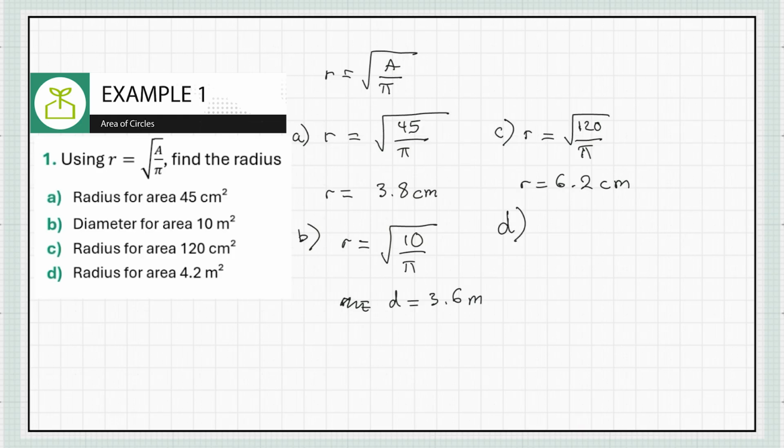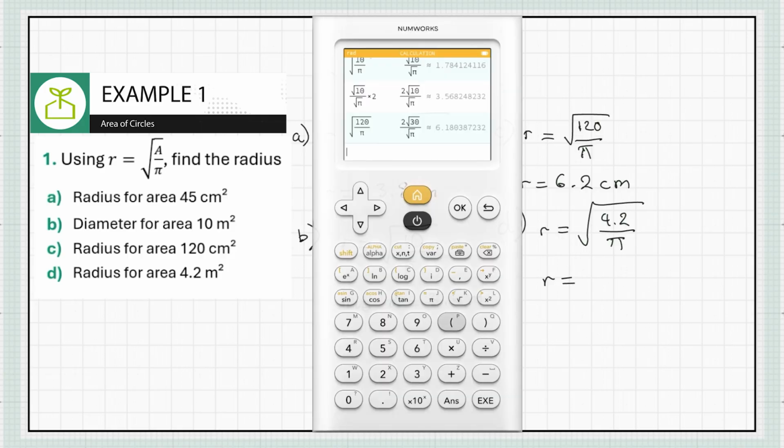Alright, lastly we'll do D. So our radius is going to be equal to the square root of our area, which is 4.2 meters squared, divided by pi. So our radius is equal to square root of 4.2 divided by pi, hit execute, and you get 1.15 or 1.2.